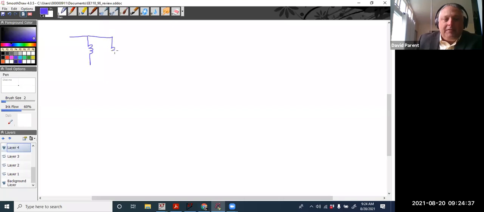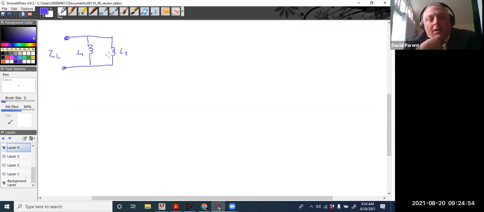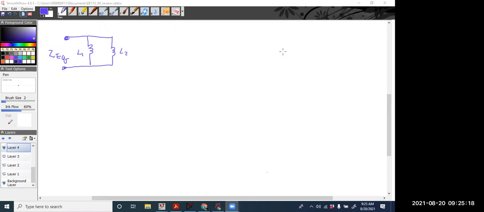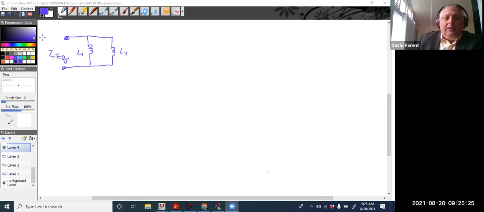to a parallel combination. What's like the effective equivalent impedance of this network? Is it 1 over L1 plus 1 over L2? It's close.